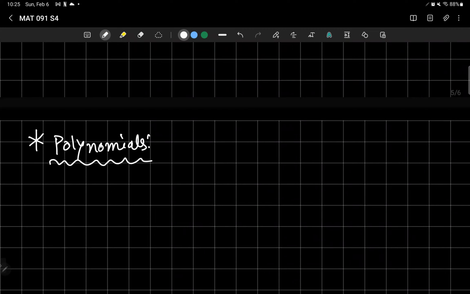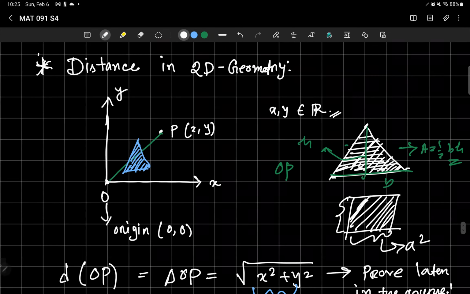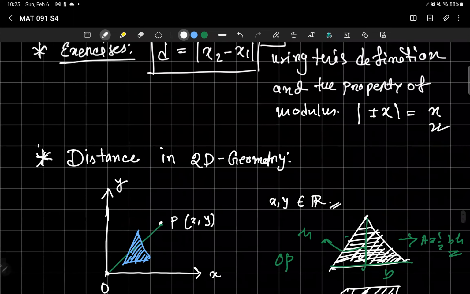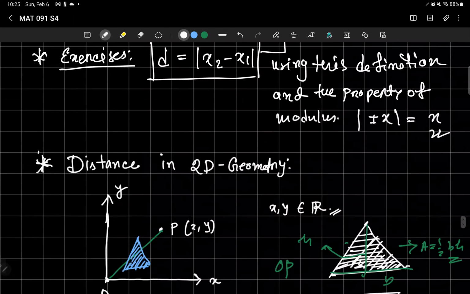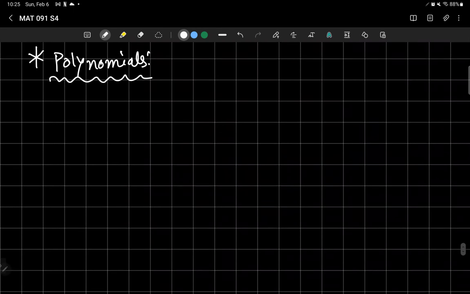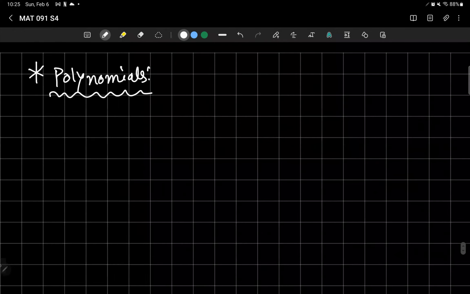Okay, so if you don't understand the 2D thing right now, that's fine. We'll get back to this later in the course, but do you understand the notion of distance in one dimension, or so to say on the real number line? Do you understand that? Yes, sir. Okay, good.